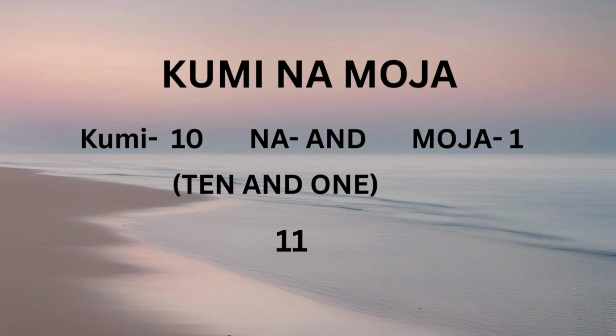And from here we get to a new section from number 11 moving forward, where the format of the naming of these numbers changes a little bit. We start with Kumi, which is 10, followed by Na, which is Swahili for the conjunction and, then Moja, which is 1, and it becomes Kumi na Moja. That is Kumi na Moja. Remember, all the numbers from 11 to 19 will follow the same naming format as seen in the following numbers.